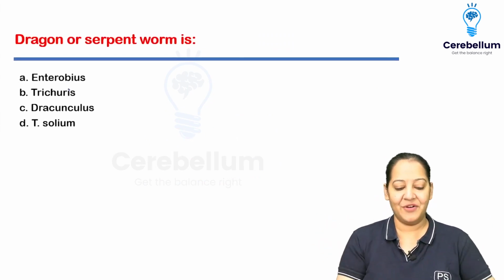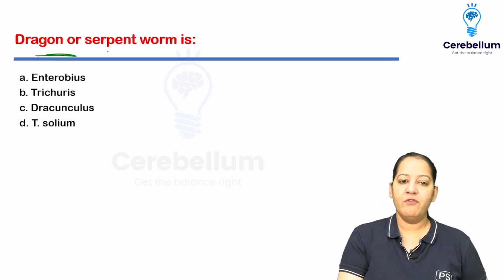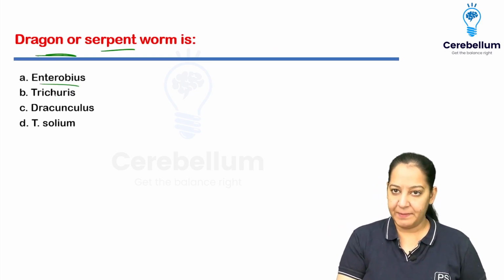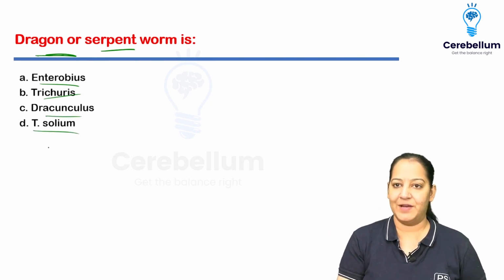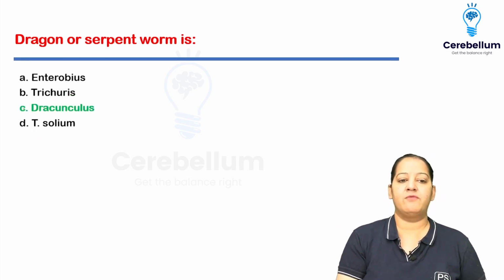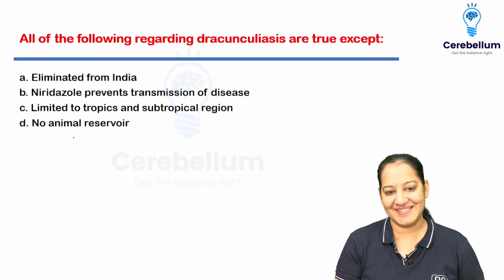So the first question is in front of you. Can you tell me the correct answer? Dragon worm or serpent worm: is it Enterobius vermicularis, Trichuris trichiura, D. medinensis, or Taenia solium? Of course, the dragon or serpent worm is D. medinensis, right?